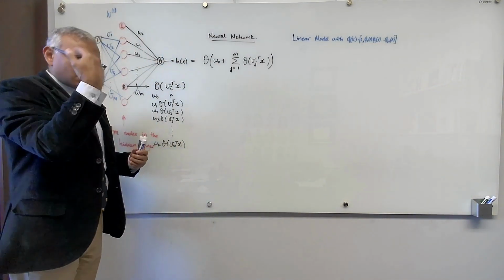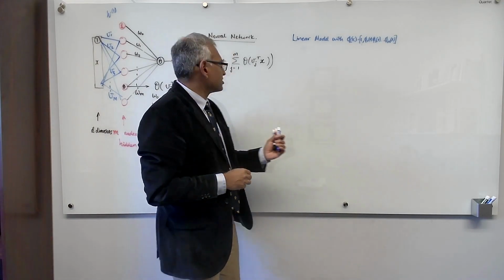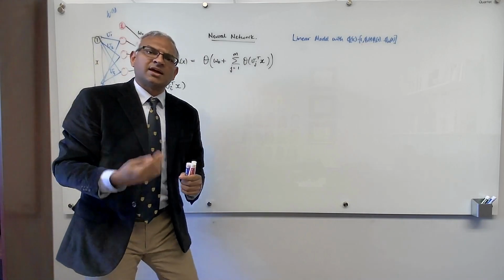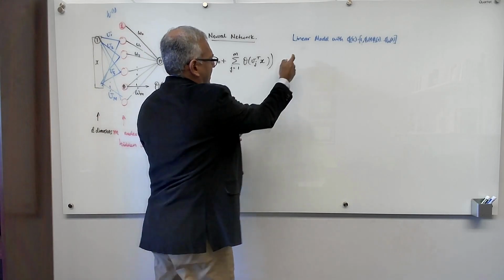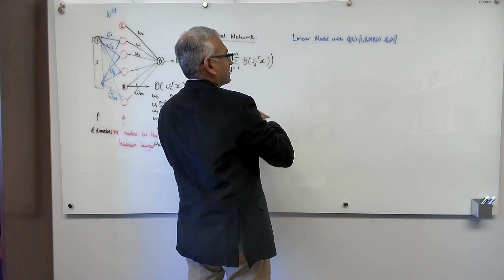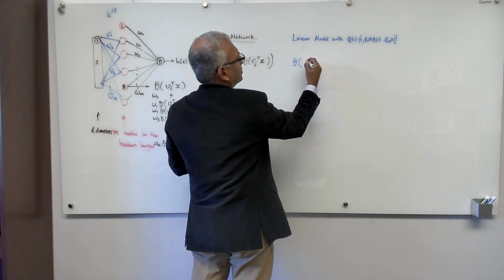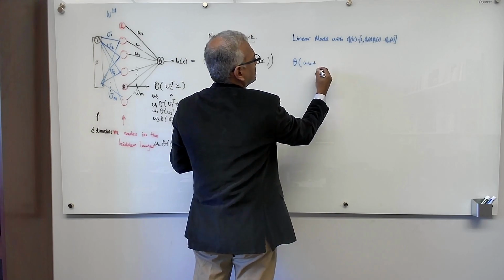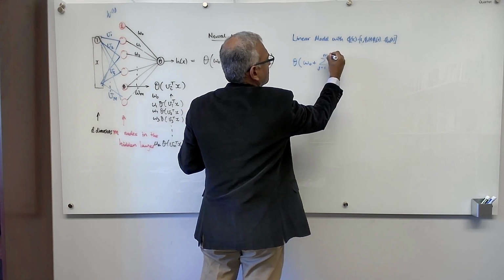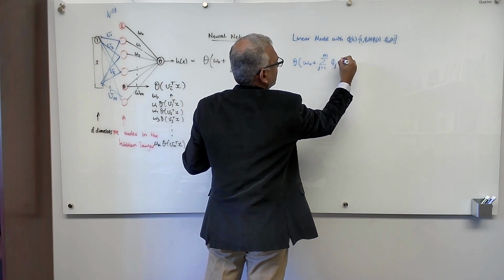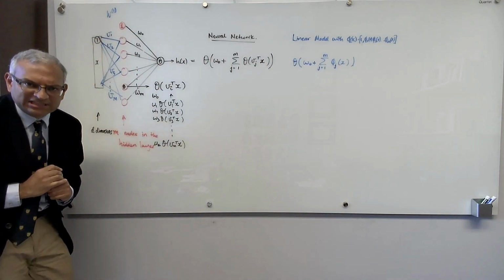Well, depending on what the type of problem was, regression versus logistic regression versus classification, we would change this theta into either sign, identity, or sigmoid. So I'll just write it as theta of W0 plus the sum from j equals 1 to m of Wj phi j of x. Okay, so that's the linear model with nonlinear transform phi.